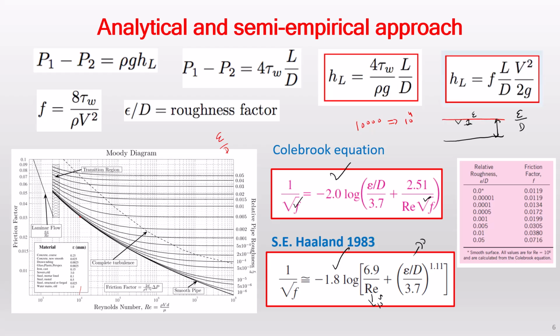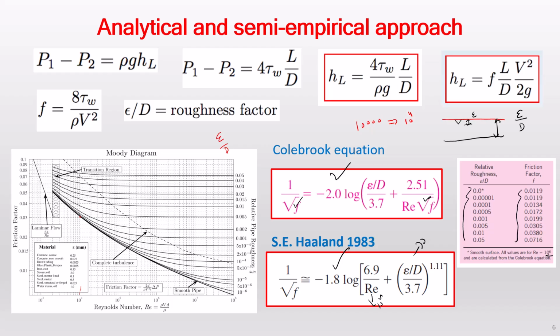Then this is a chart from Cengel's book, and here you can see the smooth surface, with values for Reynolds number up to 10 power 6. For various epsilon by D, you can find the friction factor there. The friction factor is highest in laminar flow, then it drops, then it increases again in the case of transitional flow, and afterwards it starts to drop again.